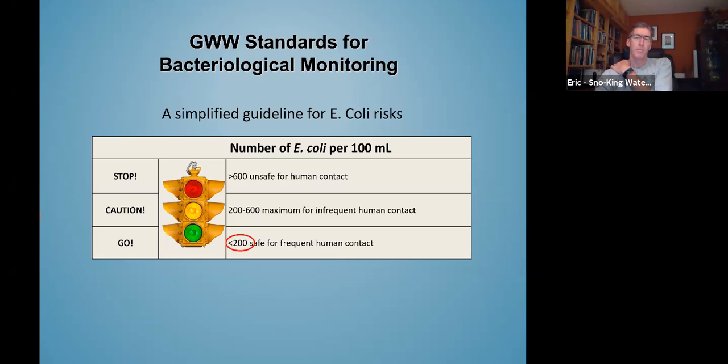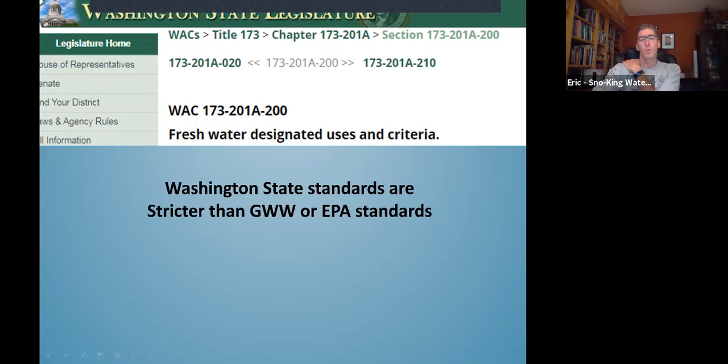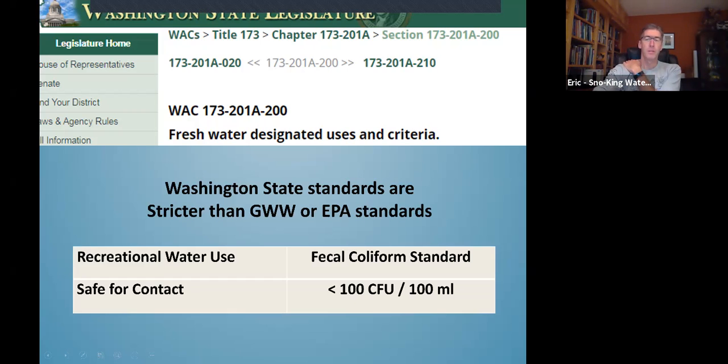Global Water Watch has some standards that they train us on for what is a risky level or what is not a risky level. In the Global Water Watch standards, greater than 600 CFU per 100 milliliters is considered unsafe for contact. 200 to 600 is safe for infrequent contact, and less than 200 is generally considered to be safe. Washington State has stricter standards, and they changed their standards recently and simplified them somewhat, but essentially they came up with less than 100 is considered to be safe, greater than 100 is considered to be risky.